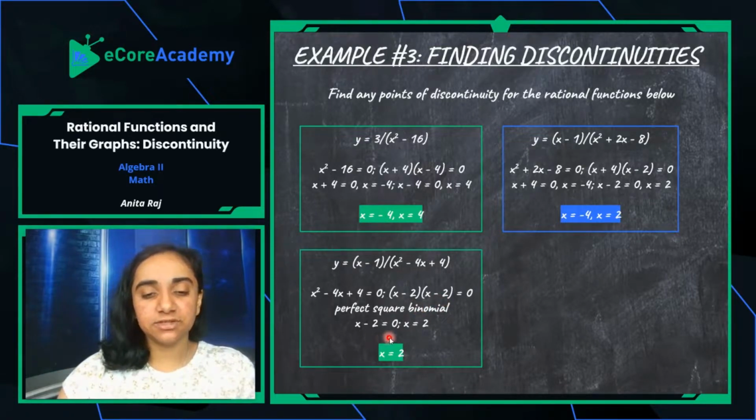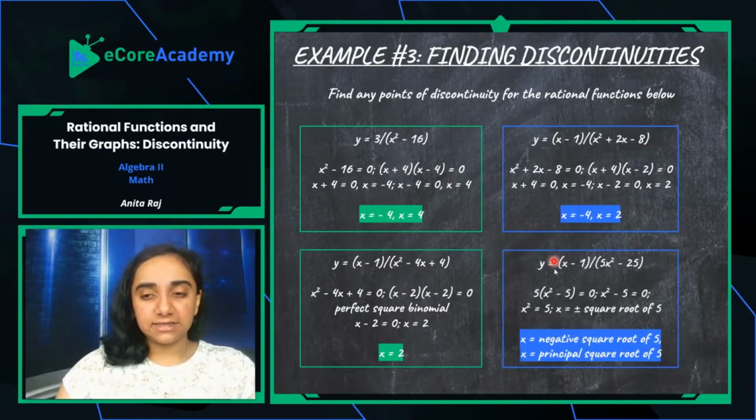So x minus 2 is equal to 0. If you add 2 to both sides, you get x equals 2. Because x minus 2 and x minus 2 have no common factor with the numerator, which is x minus 1, there are no holes. There's just a vertical asymptote. So our vertical asymptote is at x equals 2.